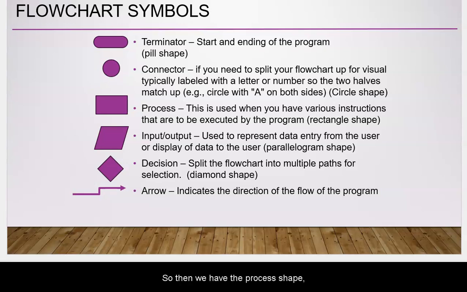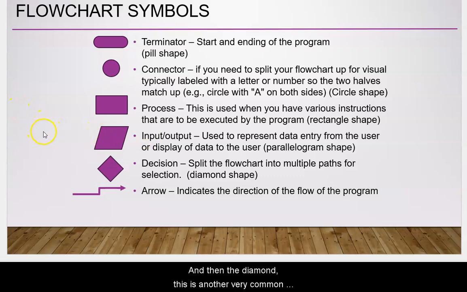So then we have the process shape. This is probably the most used, which is just a plain rectangle. It's used just to execute a series of instructions that are executed by the program. And then we have the input-output, which is a parallelogram, like the rectangle turned on its side, or just slanted. And it's the input and output. Anytime you're going to need an input from the user, like they're going to need to move the character across the screen, that's going to require an input, right? You're going to output to the screen, you win. That's output, so you're going to use the parallelogram for that.